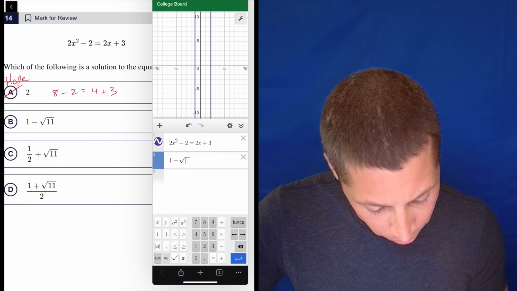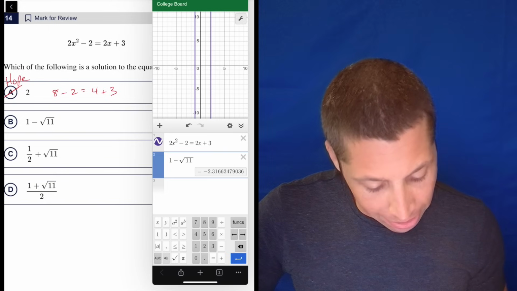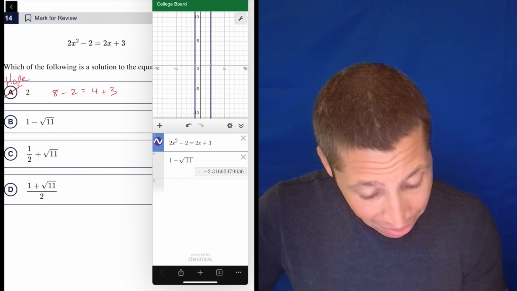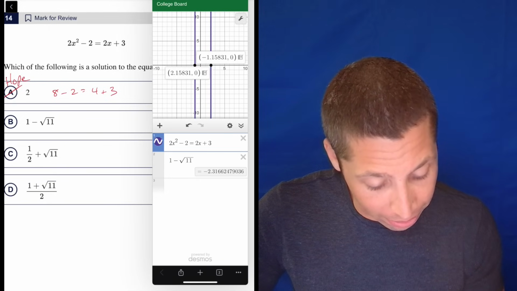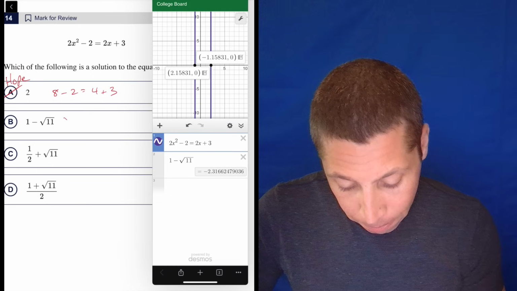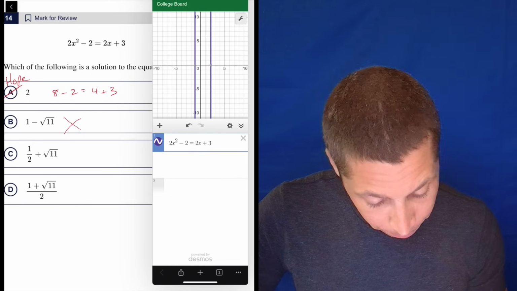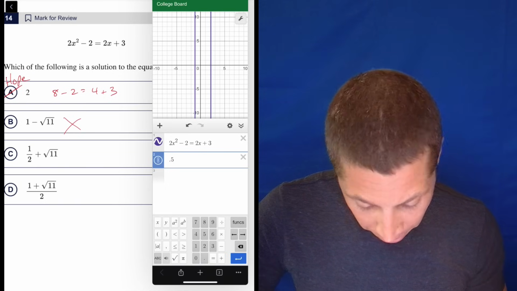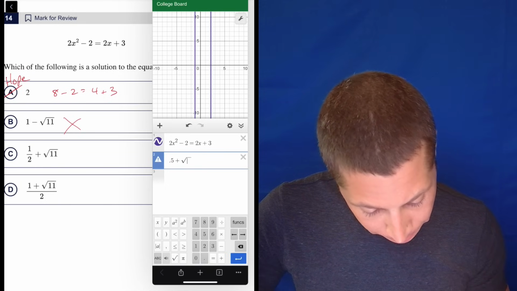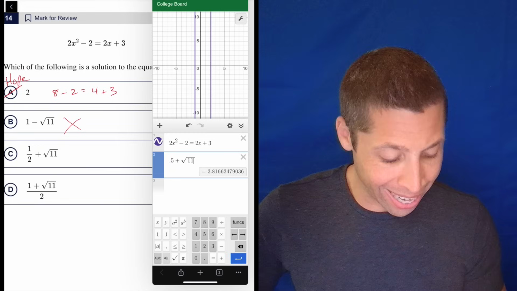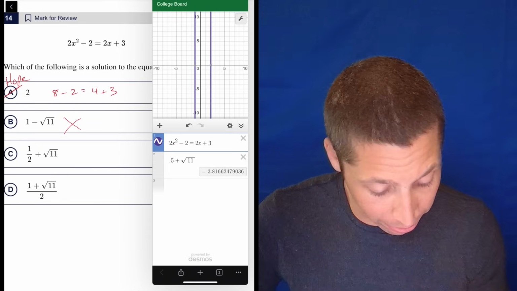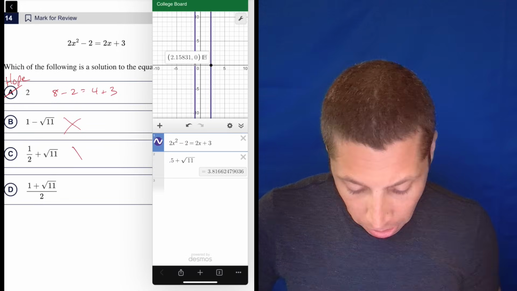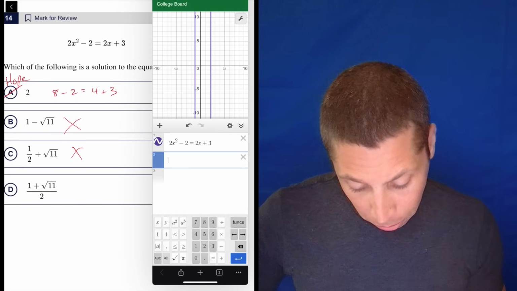1 minus the square root of 11 is negative 2.3, right? So that's not the same thing as that, not the same thing as that. So that doesn't work. How about 1/2? So 0.5 plus the square root of 11. 3.8, no, that's not on that list, right? That was 2 point something, 2.1. So that doesn't work. So let's double check here.